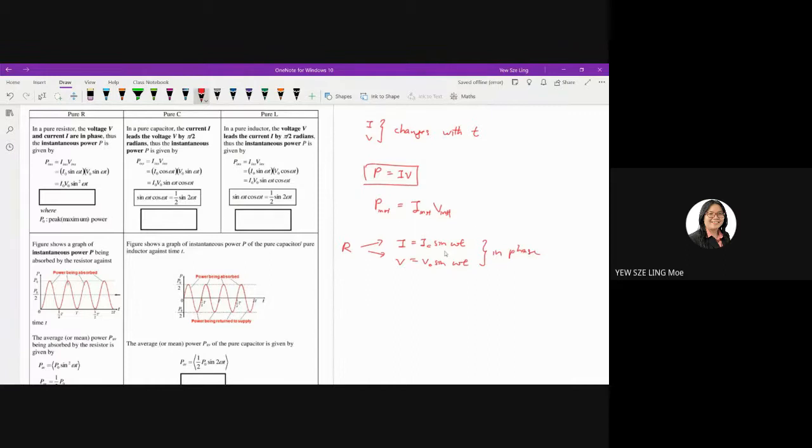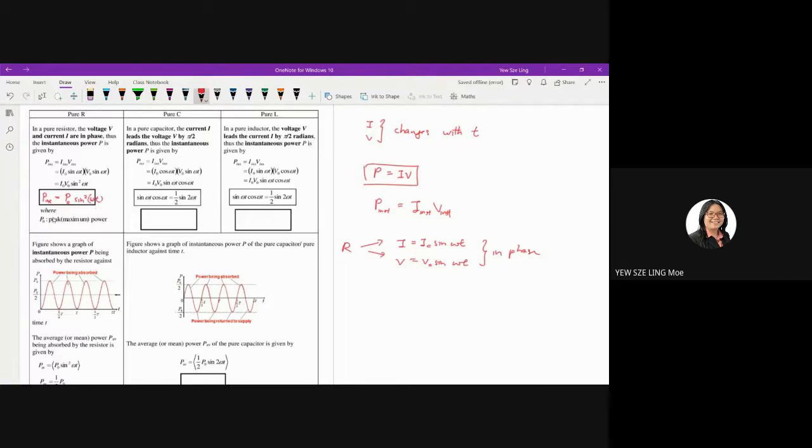When you substitute these two equations into the equation for P, you obtain I naught V naught sine square omega t as the instantaneous power. So your P instantaneous, in this small box, you write I naught V naught as P naught, which is the peak power. So P equals P naught, peak power, sine square omega t.